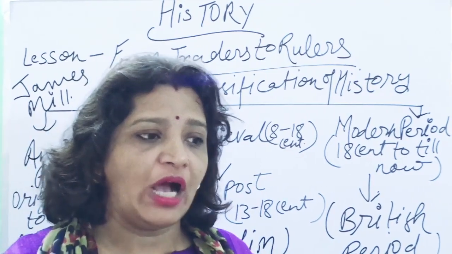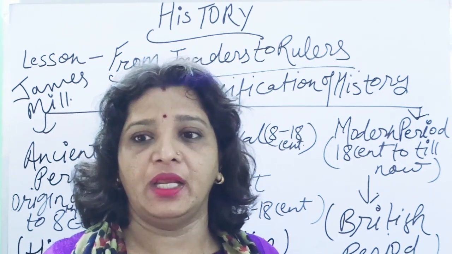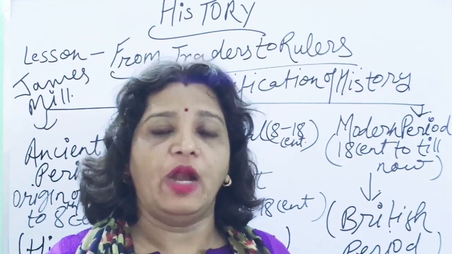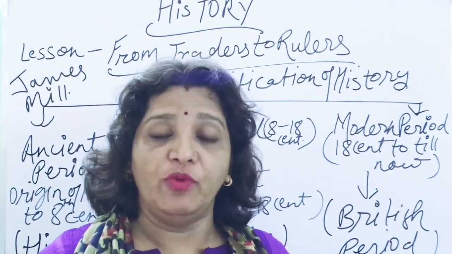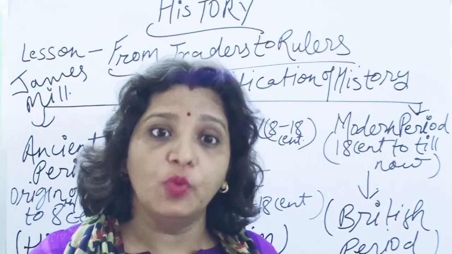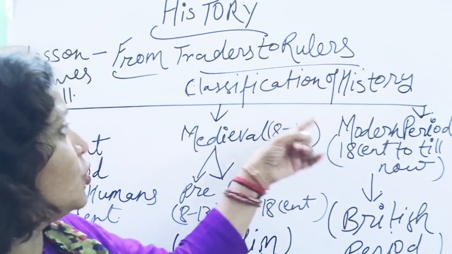So first of all, you have to hold your pen and pencil and keep any rough copy or paper pad on your table. Whatever points I explain to you are very important points which will help you know about the history chapter From Traders to Rulers.